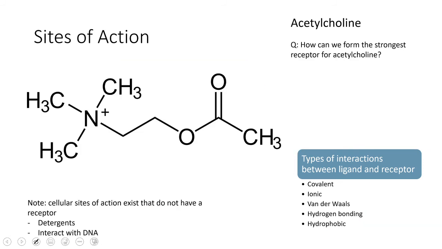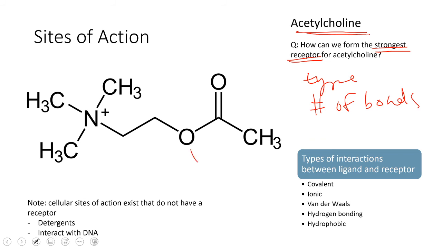And so just to drive this point home, for a site of action, this is acetylcholine. And so a question that I want to ask is like, how can we form the strongest receptor for acetylcholine? So how can we make something that's very, very specific, and we know that it's going to initiate some sort of response? And so the answer to that is to maximize the type as well as number of bonds.